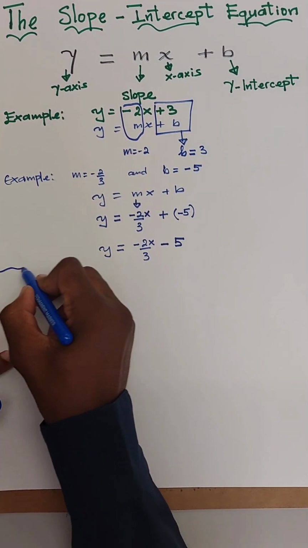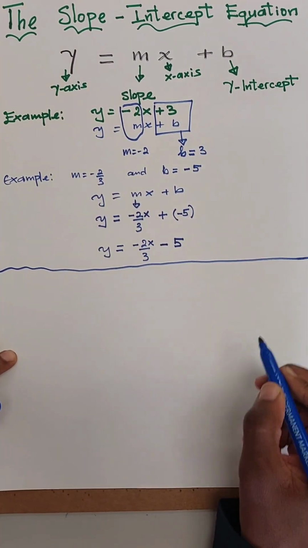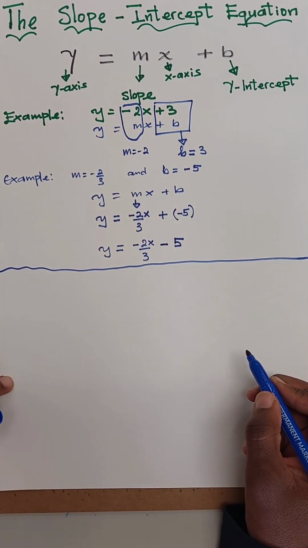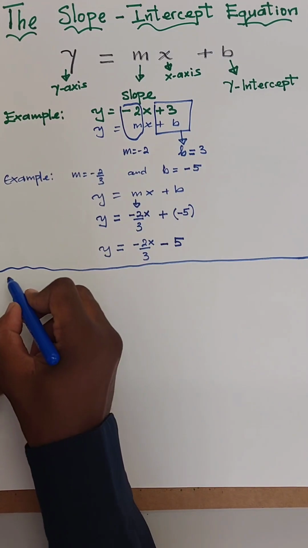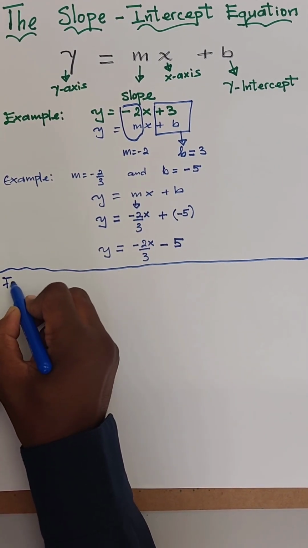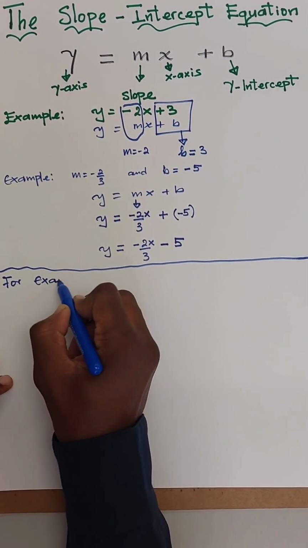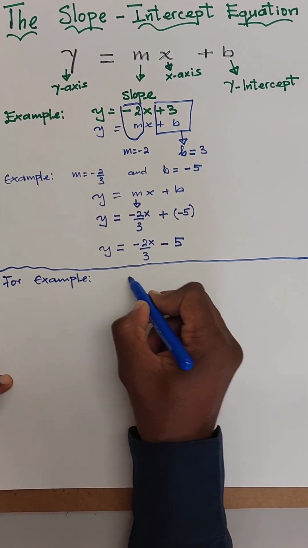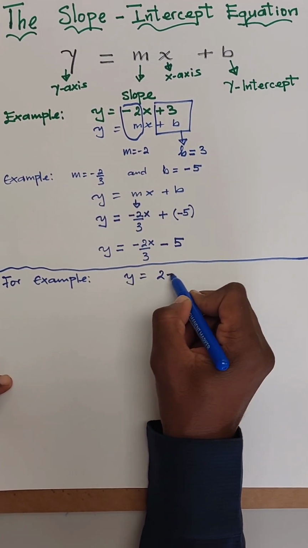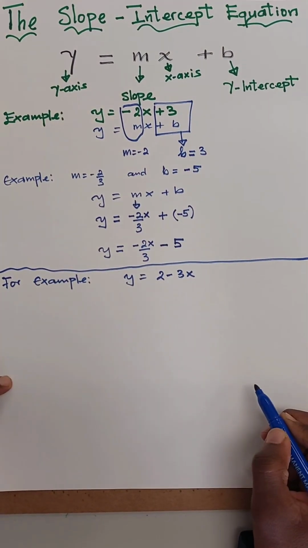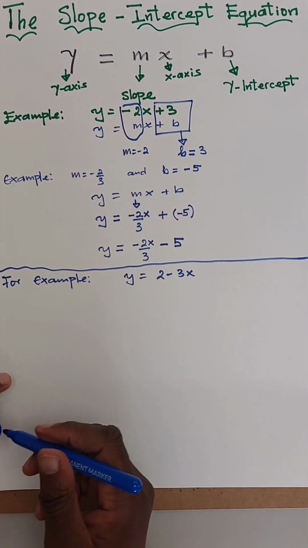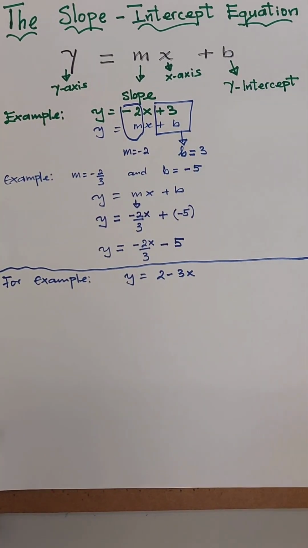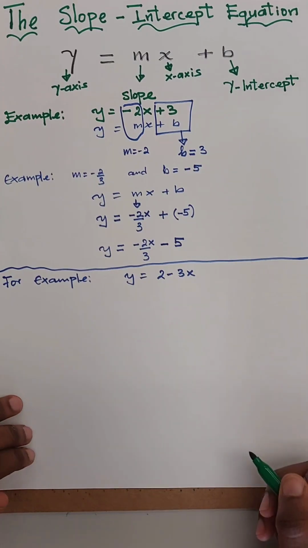Also, sometimes the equation is not given in the very straightforward form y equals mx plus b. For example, when you have y equals 2 minus 3x, you will need to rearrange the equation so that you can see the slope and the y-intercept.